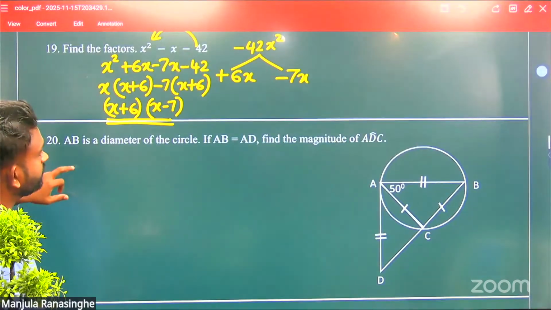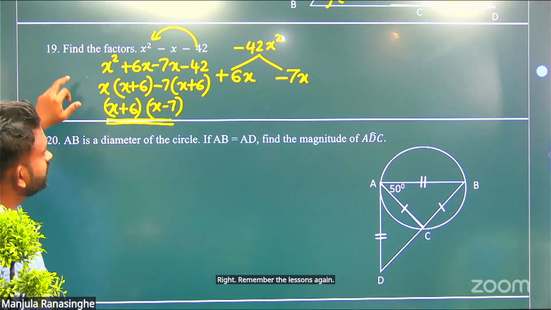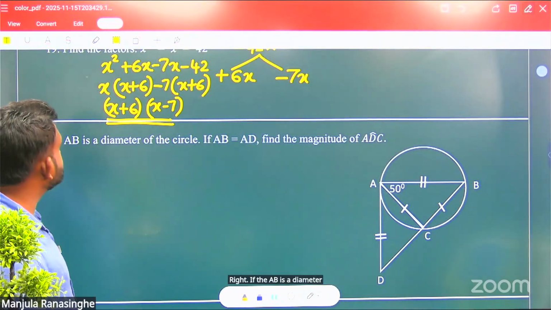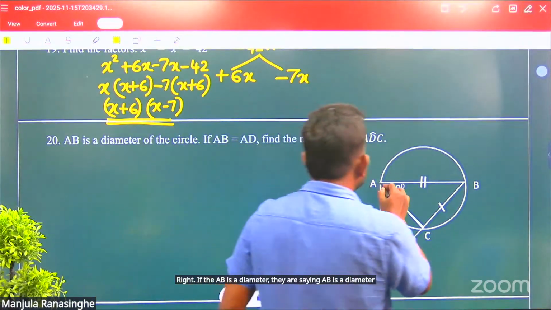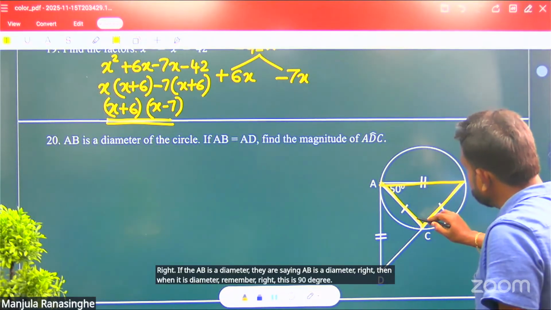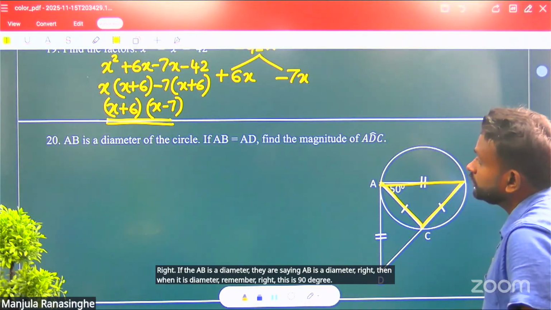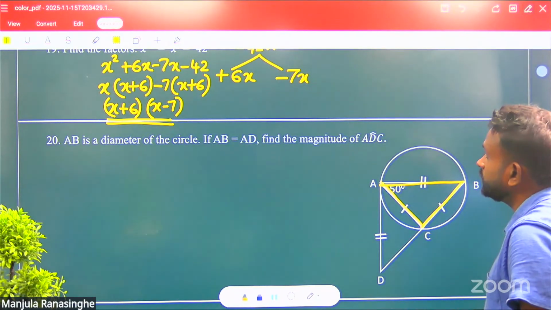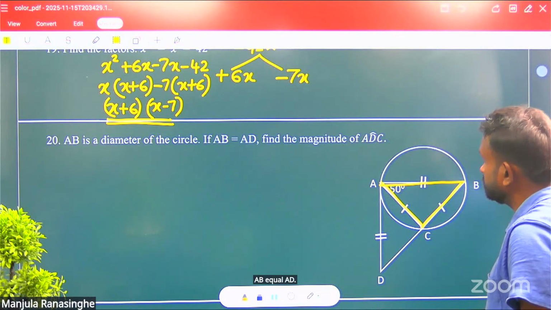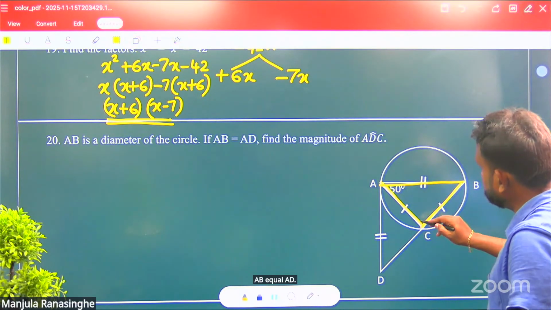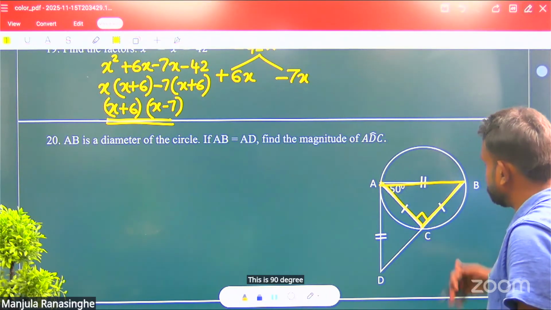Trinomial quadratic. Remember the lessons again. If AB is a diameter, they are saying AB is a diameter, right? Then when it is a diameter, remember, this is 90 degrees. AB equals AD. This is 90 degrees, but here is a big problem.